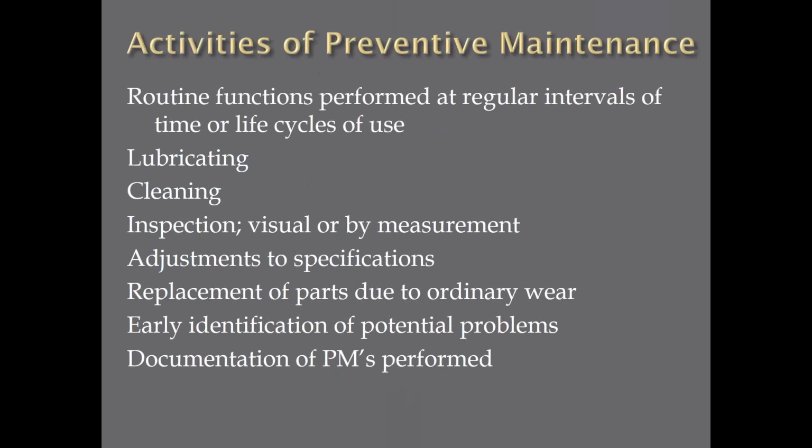They can be inspections, either visual or by measurement, or preventive maintenance tasks. Adjusting to some specification. A lot of the equipment in the industry, you have to make an adjustment once in a while to keep it within the spec. That's a PM task. Replacement of parts due to ordinary wear. V-belts might be an example of that. V-belts wear at some rate, and when they get to some point, we have to do that PM and change them out. All PMs, we should be looking for some early identification of a potential problem.